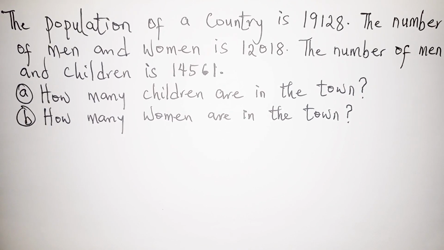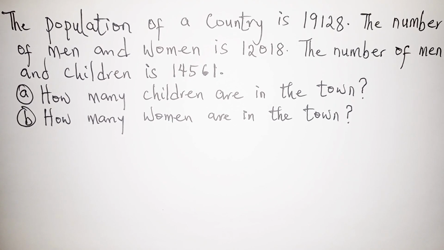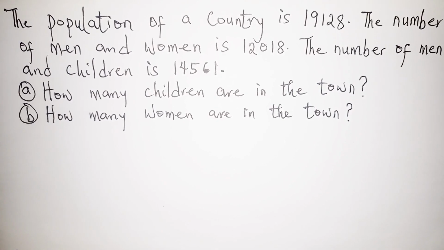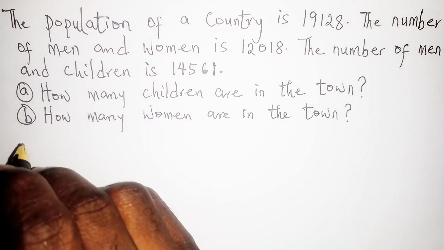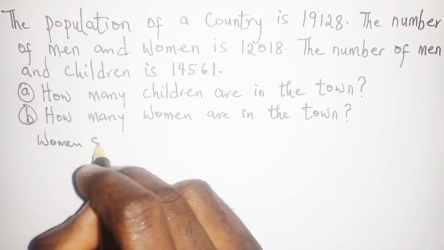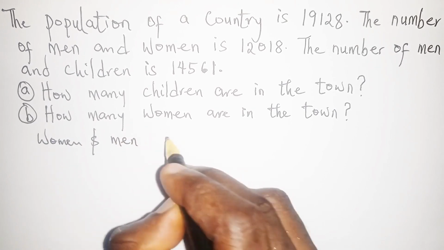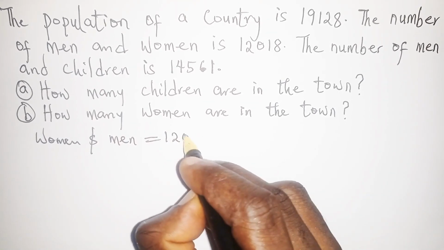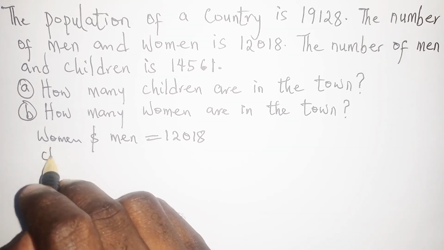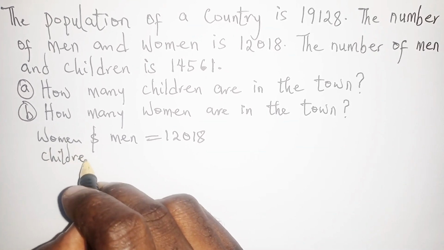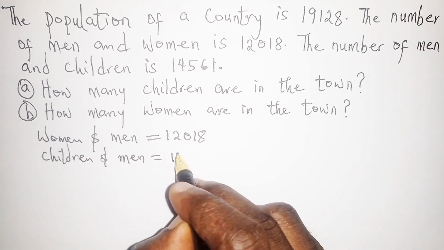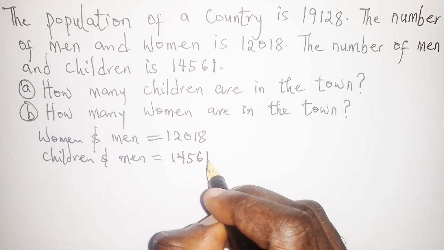how many women are in the town. So since we were told that women and men sum up to 12,018, women and men equals 12,018. Women, children and men, children and men sum up to 14,561.